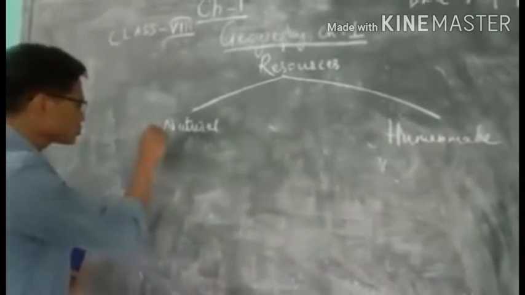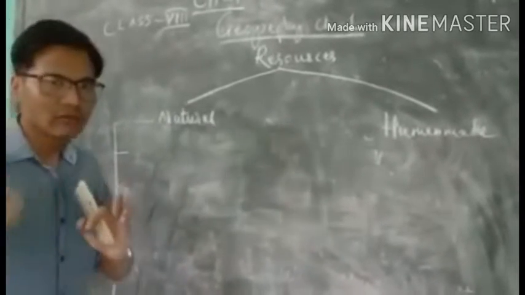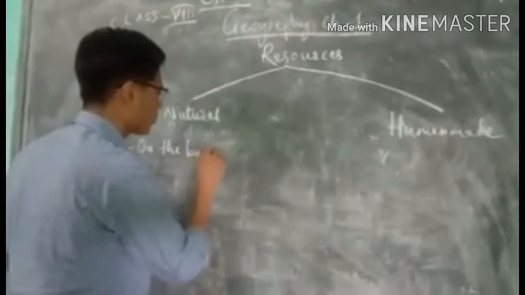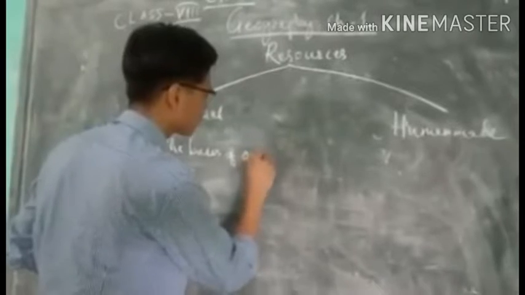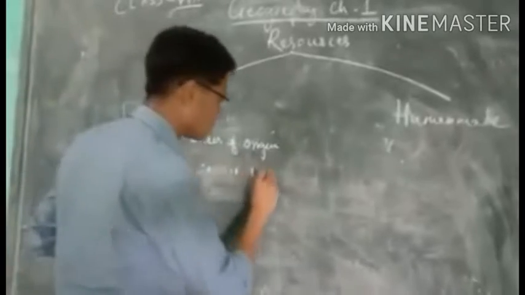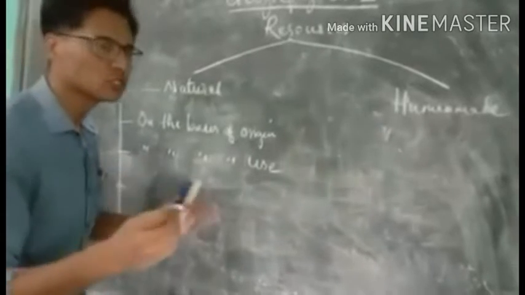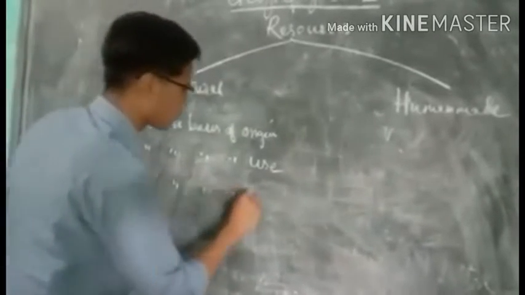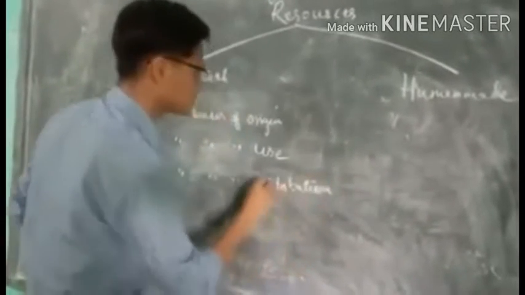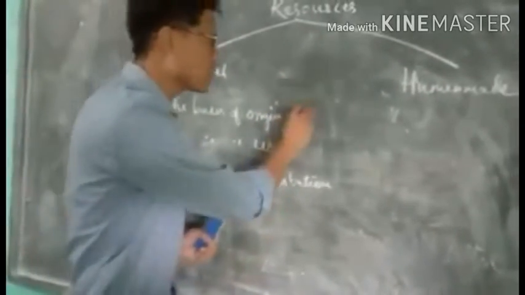Natural resources can be classified or understood on several parameters. The first one is on the basis of its origin. Number two is on the basis of its use and development. And number three, on the basis of its distribution. On the basis of origin, we have natural resources like biotic and abiotic.